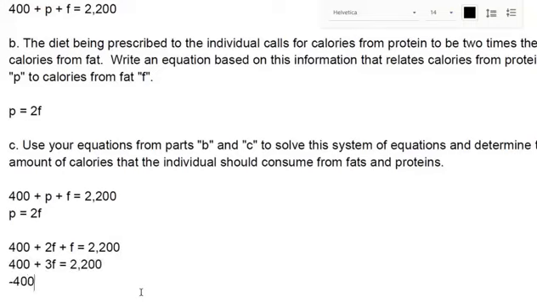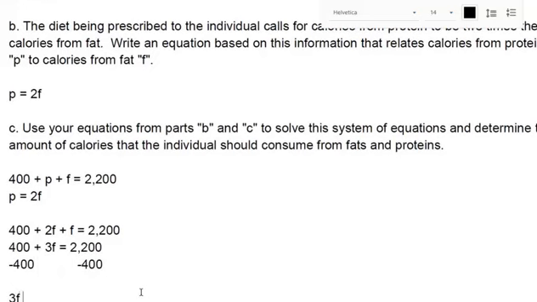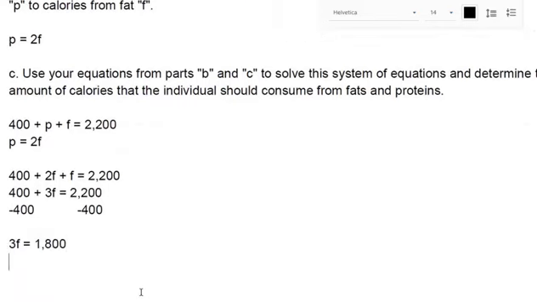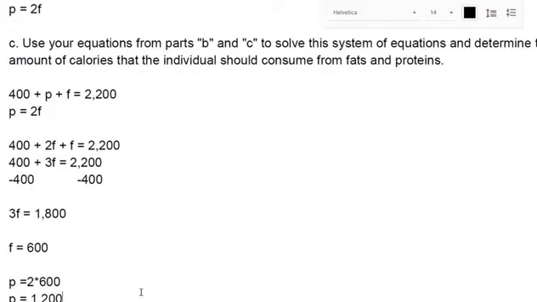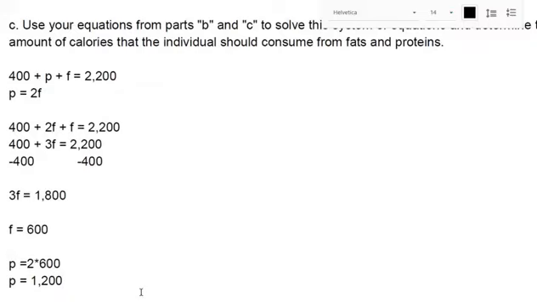And I can subtract that 400 from both sides like a regular old equation. And then to finish getting F by itself, I've got to divide 3 from both sides, because that's the opposite of multiplying by 3. So F is going to be 600. 600 calories from fat. That means protein is going to be 2 times 600. So protein is 1,200 calories.